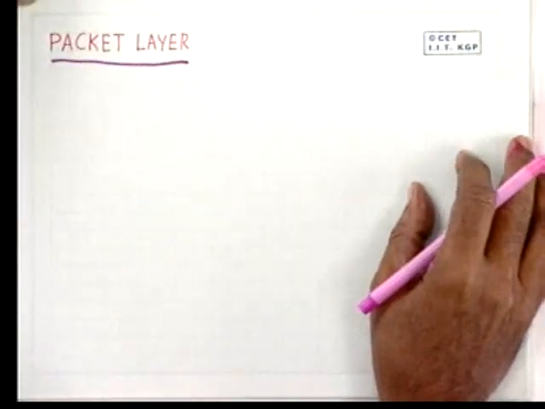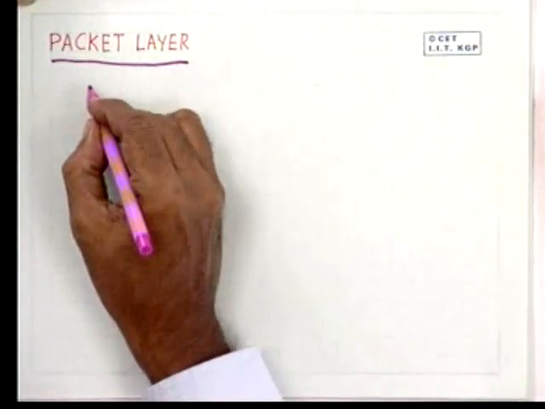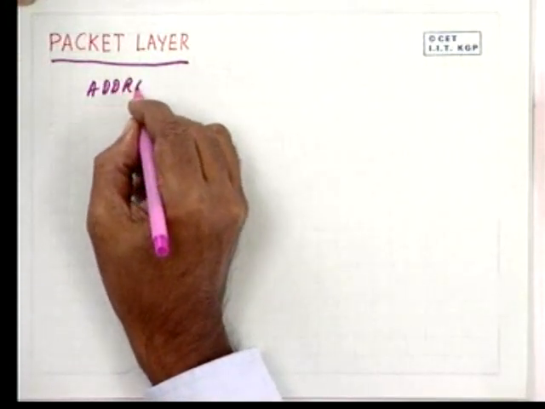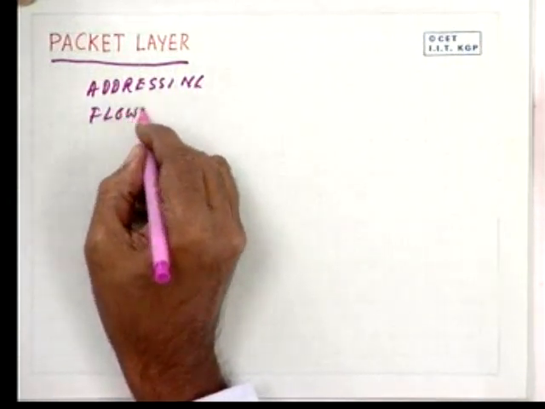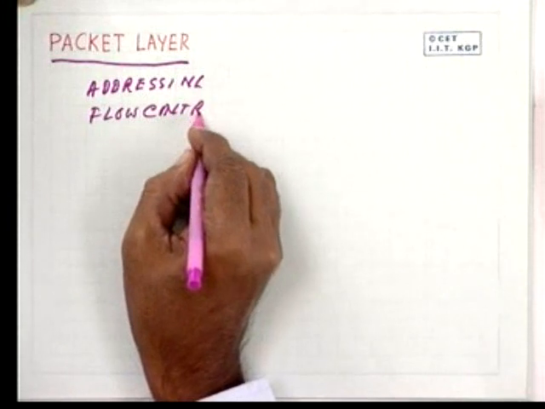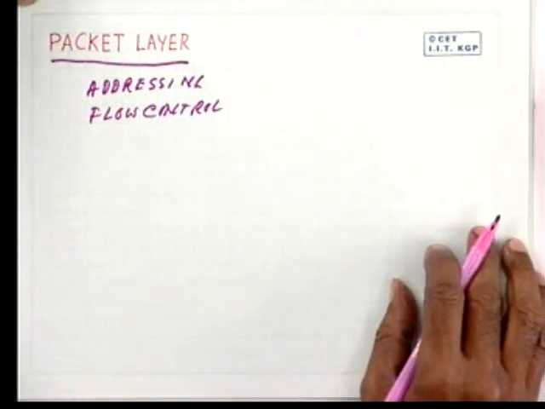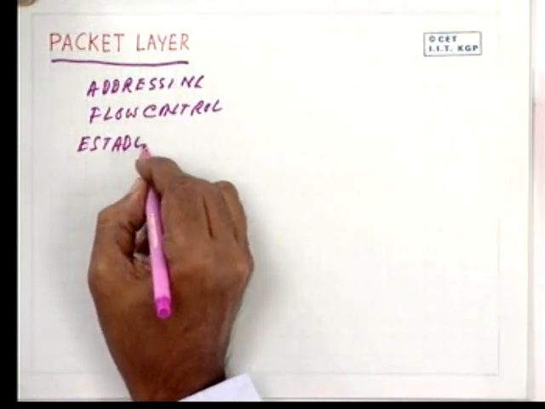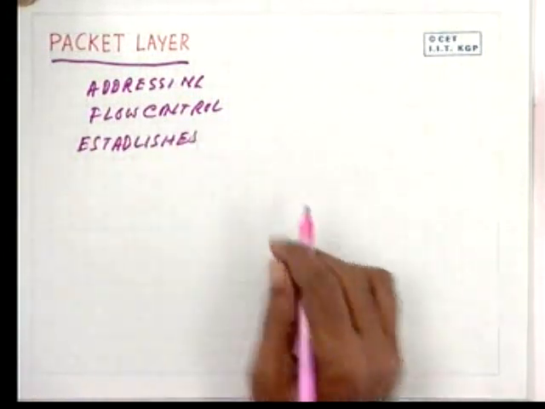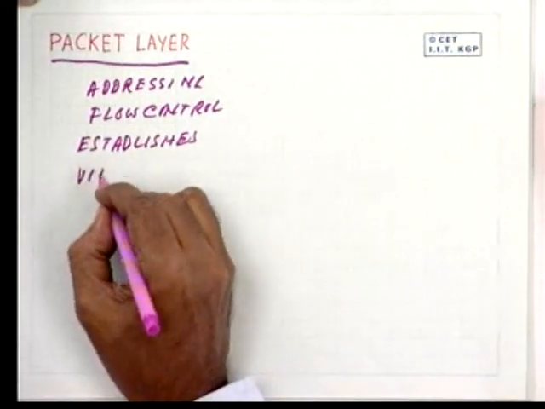Now let us come to the packet layer. What this packet layer does, it deals with addressing, flow control, and establishes virtual circuits.